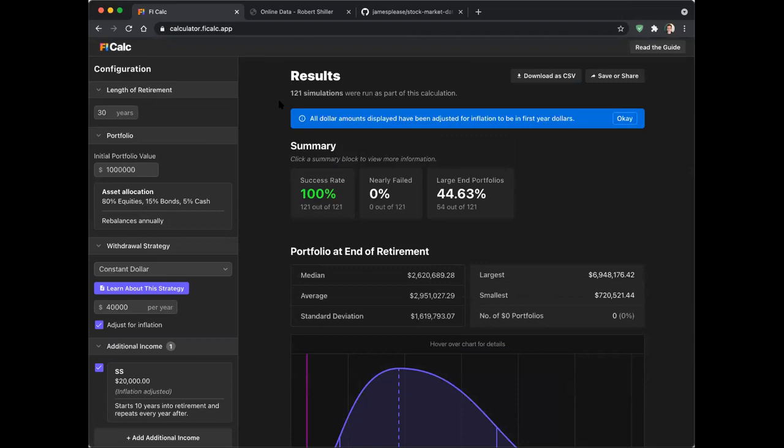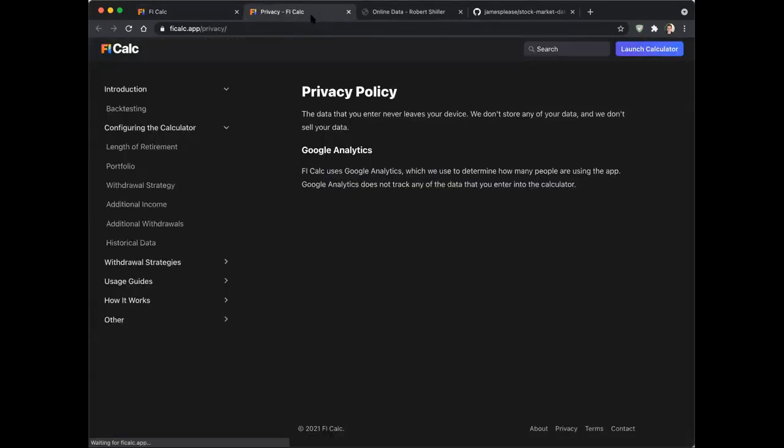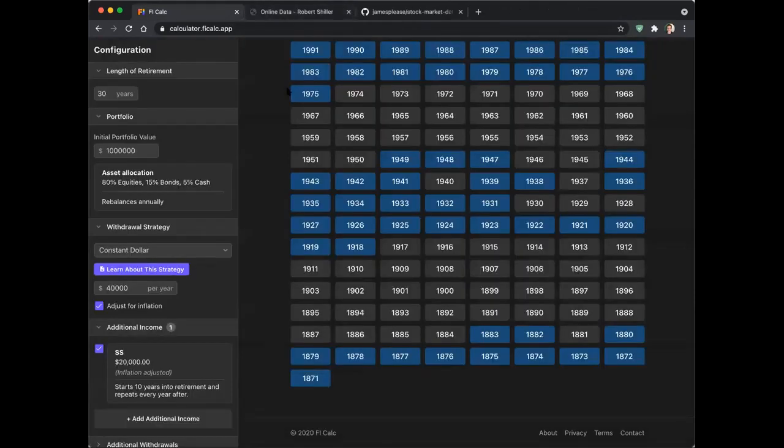And on that note, one thing I'd like to mention is I care a lot about privacy. FI Calc doesn't store any of your data anywhere. No information that you type into this calculator leaves your device. I don't ever want that to change. And also, if you click privacy, you can see our privacy policy, which is, we don't store your data, we don't sell your data. That's not what FI Calc is about.